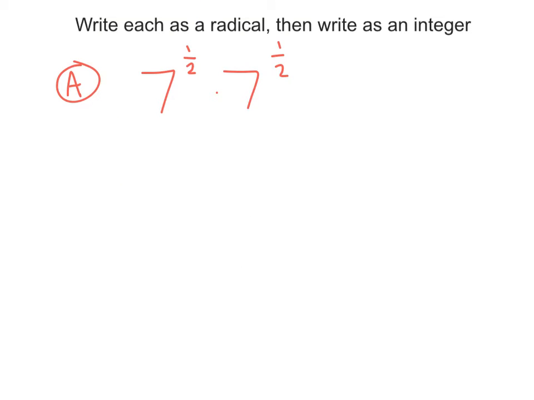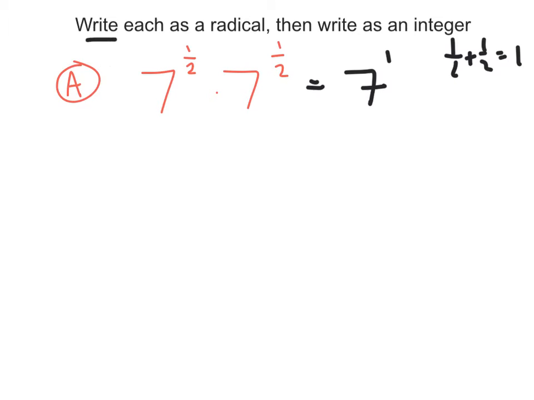All right, so these directions say write each as a radical and then write as a single integer. So what property am I looking at? Well, when I multiply things with common bases, remember you keep the base, so this is 7, and you add the exponents. 1/2 plus 1/2, hopefully you can add off to the side, a half plus a half is equal to 1. So this is just 7 to the first.